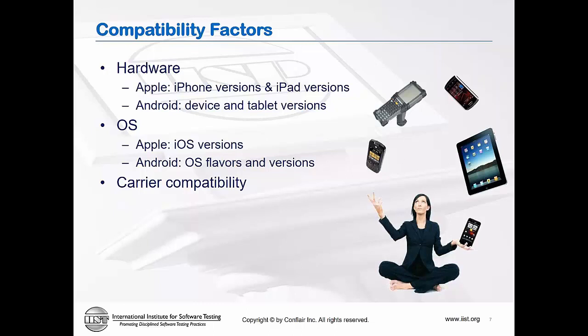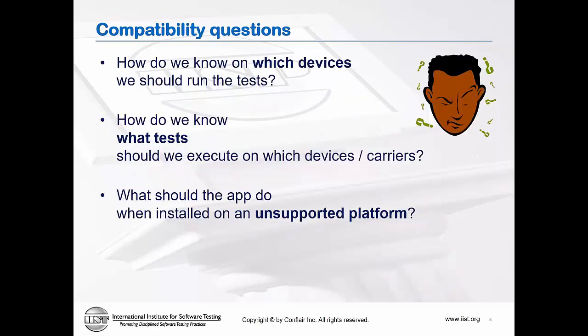So we have possible compatibility factors, and now I want to ask the three major compatibility questions. First, how do we know on which devices we should run the tests? There are plenty of devices. If I want to run my tests on all of them, I will never finish. And as with everything which you can never finish, you usually say, okay, I will work a week on that, and then you run it on a whole lot of platforms on which you shouldn't run it, and don't run it on the really needed platforms, right? So which devices should I run the test on?